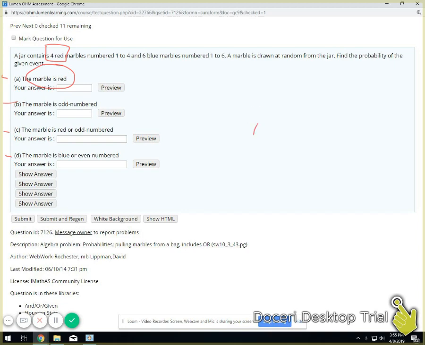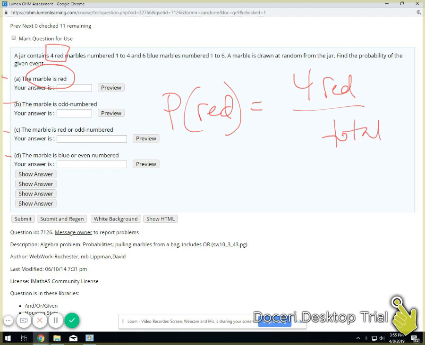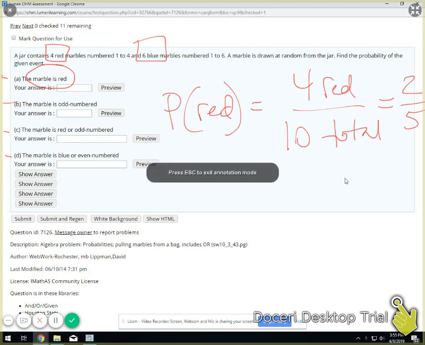Let me give a notation here. The probability that you're picking a red marble is 4 red marbles out of the total. So how many total marbles are there? There are 10, because there are 4 reds and 6 blue. So our probability of picking a red one is 4 out of 10. That can be reduced to 2/5. We'll enter it in a second.